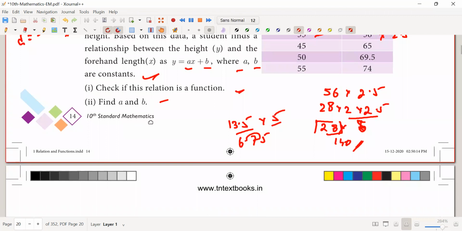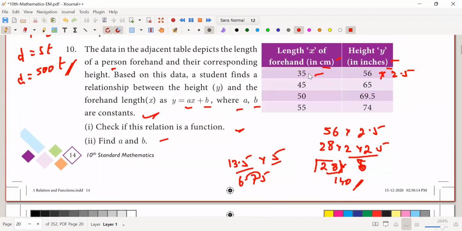So to find the relation, x is 35, and this is 140. Likewise, we can take the other values also into 2.5. Any number is fine, we can take this one also, it's not a problem. But you'll have 0.5 as the answer. Then you have to solve the problem. It's better for us to solve this problem, I think.